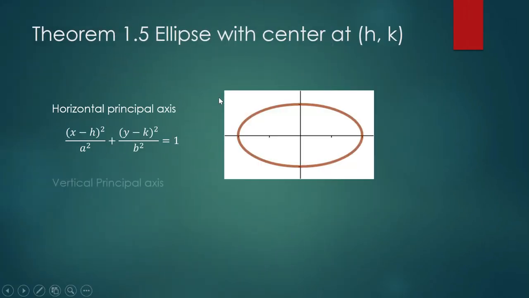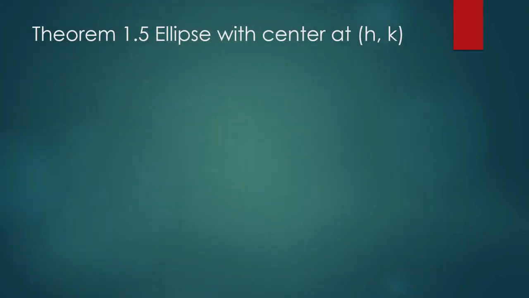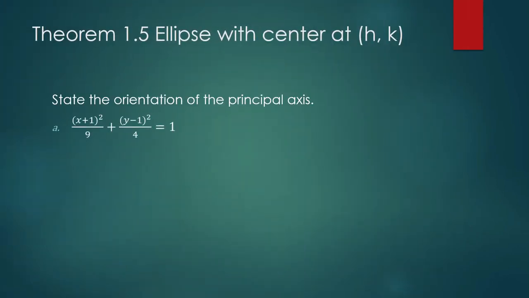Let us produce a summary. So we have two cases. The principal axis is horizontal, or the principal axis is vertical. When a squared, or the larger denominator, is under x, our principal axis is horizontal. When the larger denominator is below y, our principal axis is vertical. c squared is equal to a squared minus b squared. c will help us locate the foci of your ellipse.